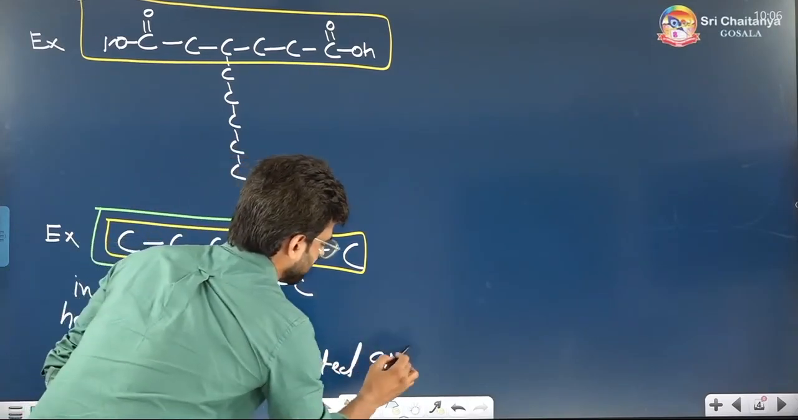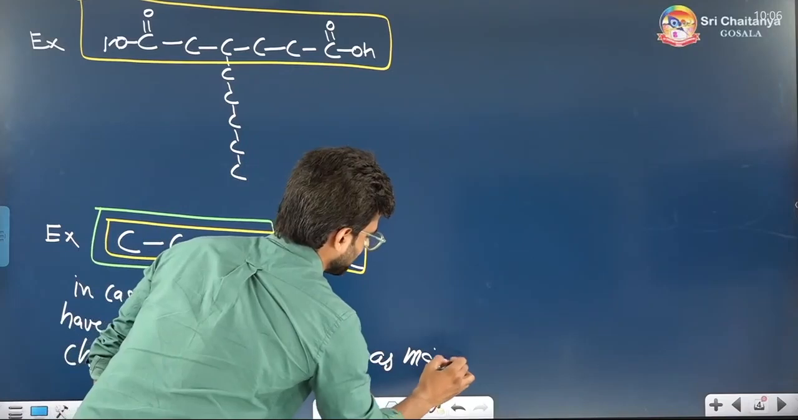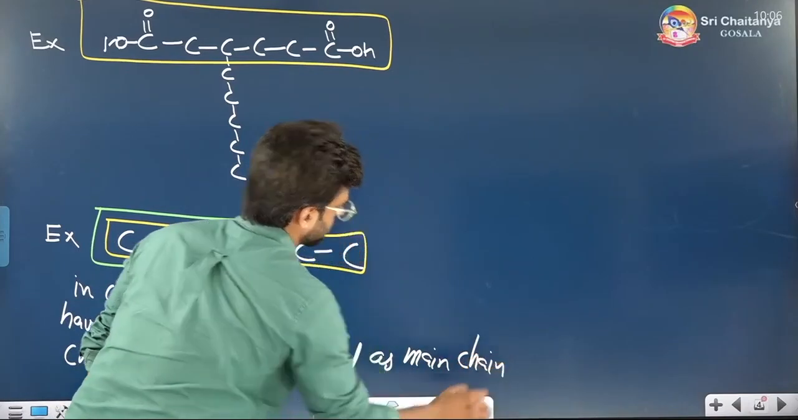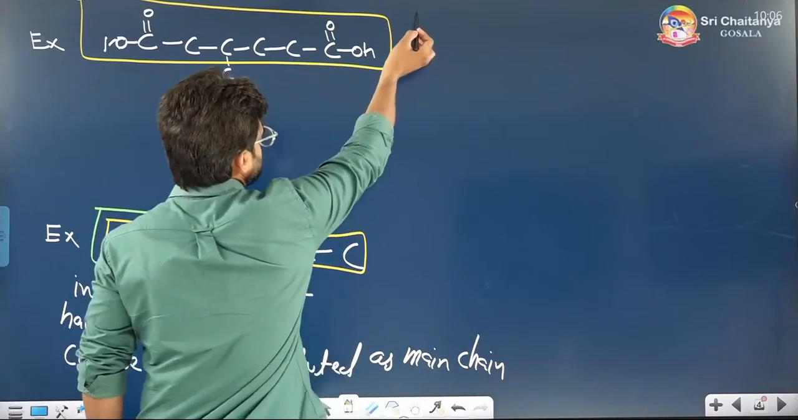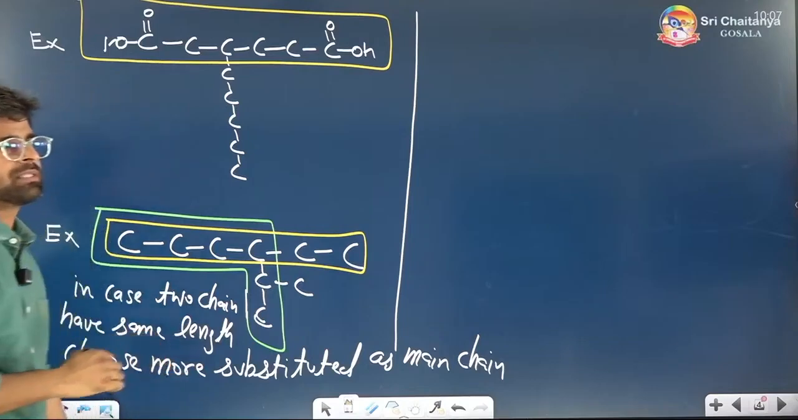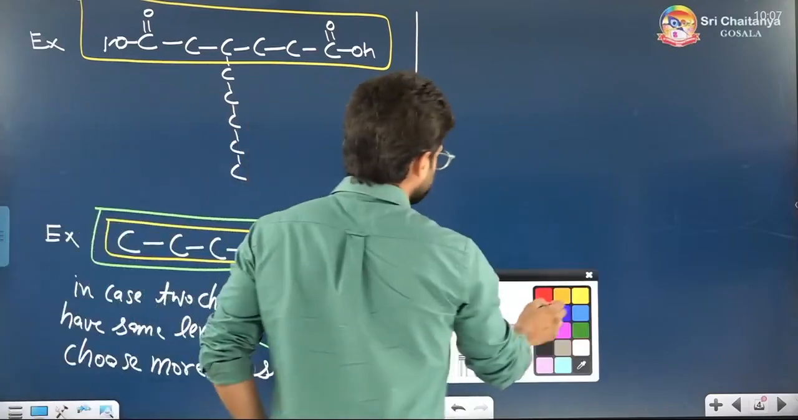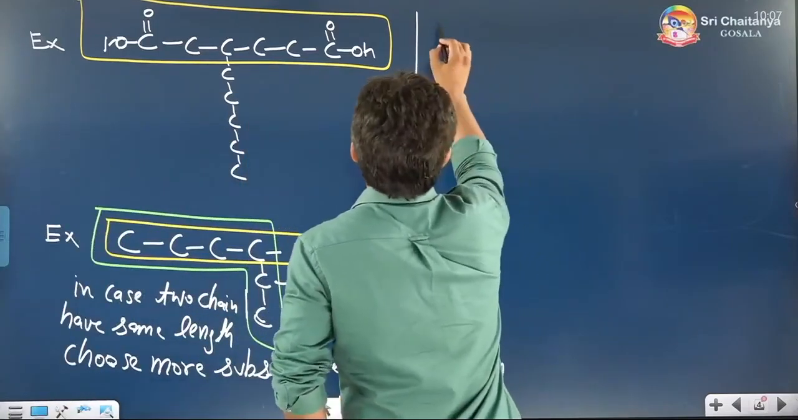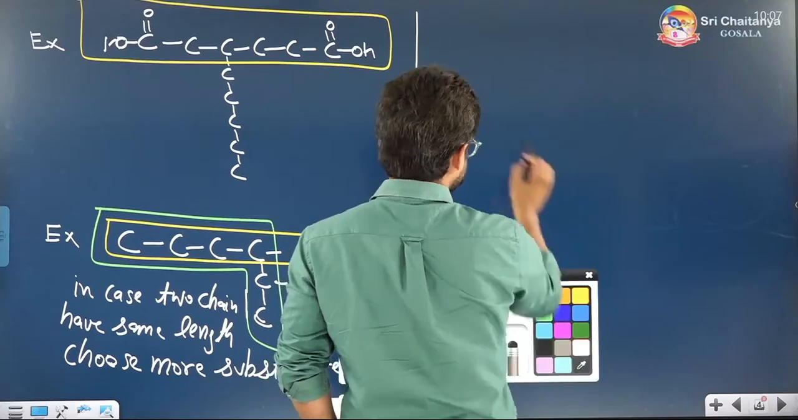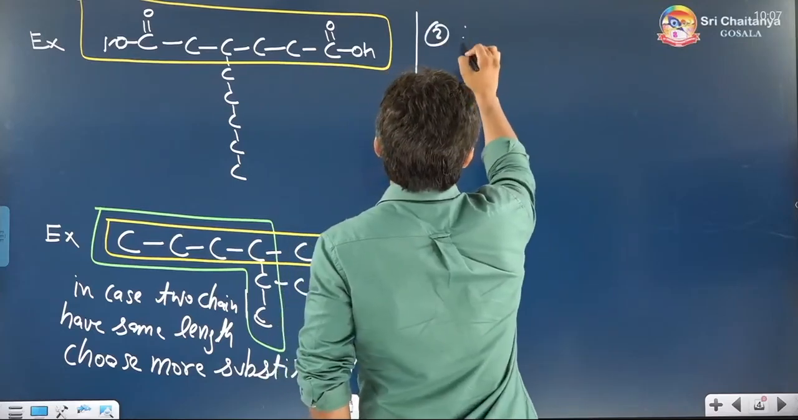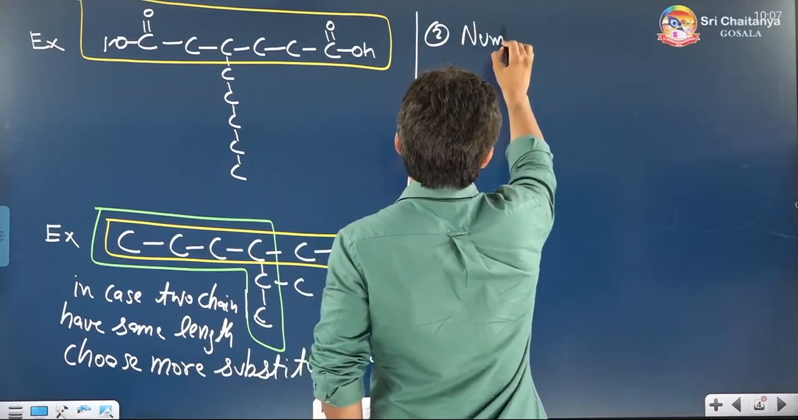As main chain. Fine? Are we clear? Right, very good. Now the next rule. Second rule, the major rule. The second rule is the numbering of parent chain. Step by step we have to move.